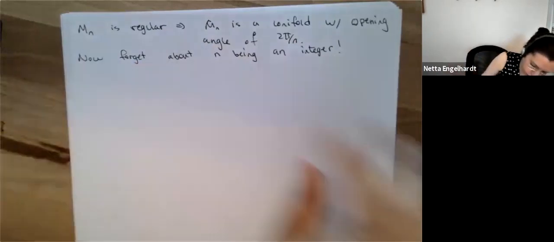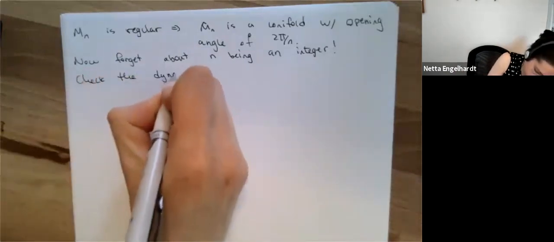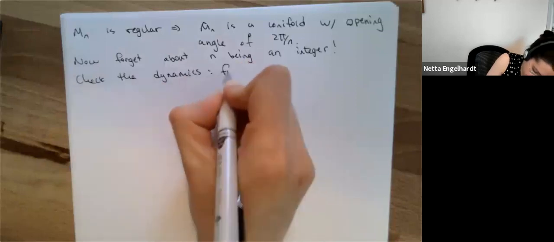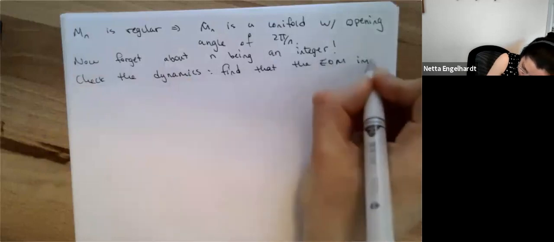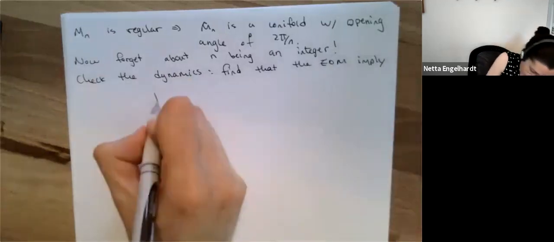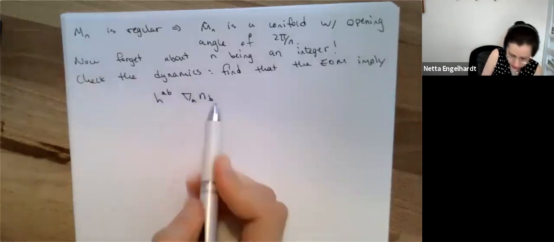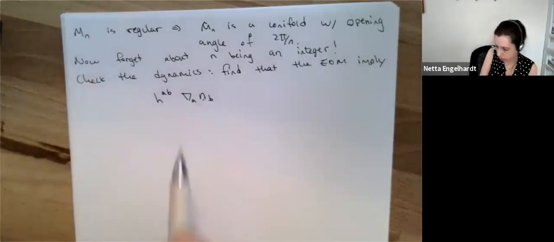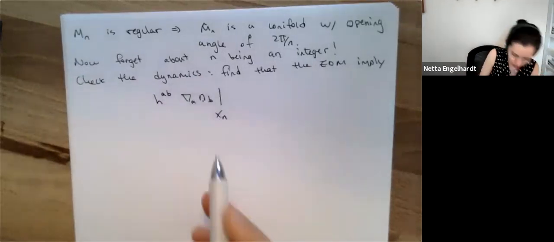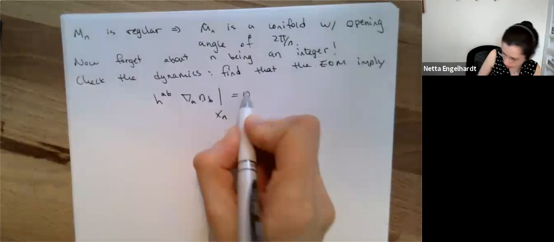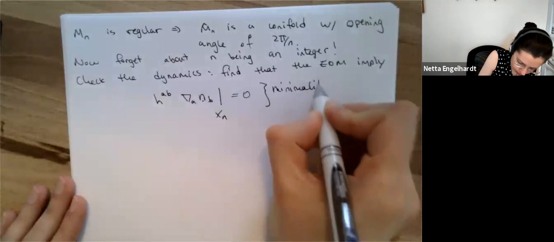And then what we do is we check out the dynamics. And you find that the equations of motion imply that h^{AB} ∇_A n_B, where this is the normal to the surface within the Cauchy slice, the normal on Xn which is not tau, is 0. And this is precisely our minimality condition.